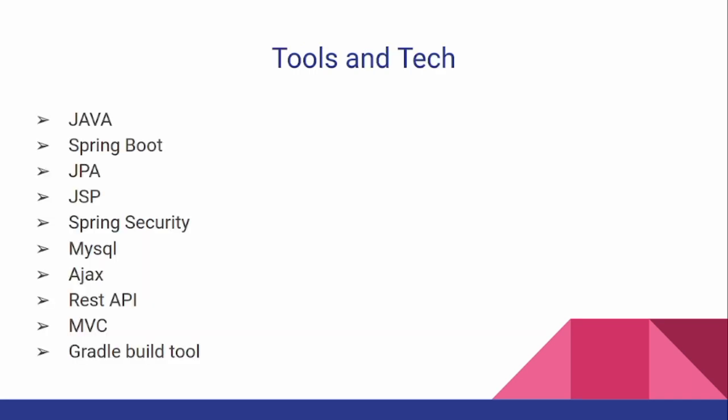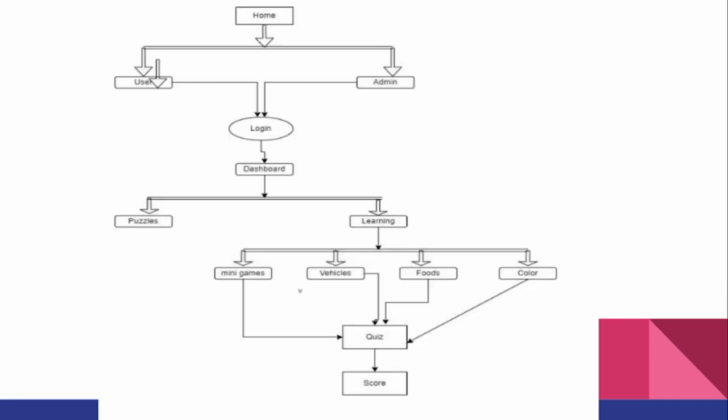Tools and technologies we use there are Java, Spring Boot, JPA, JSP, Spring Security, MySQL, Ajax, REST API. We follow the MVC pattern and the Gradle build tool. Here's the flowchart of our project. First of all, there should be a home page.